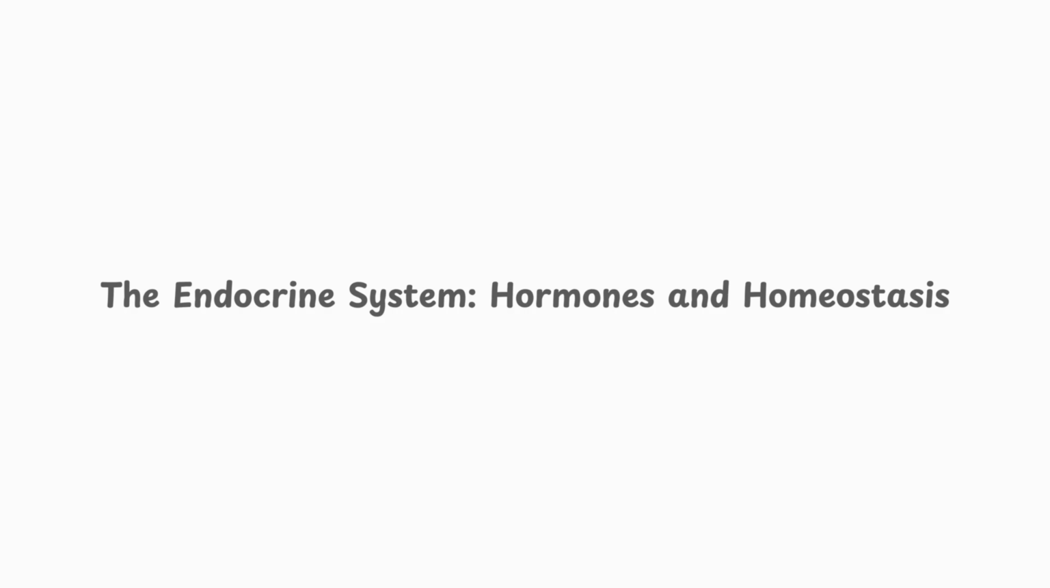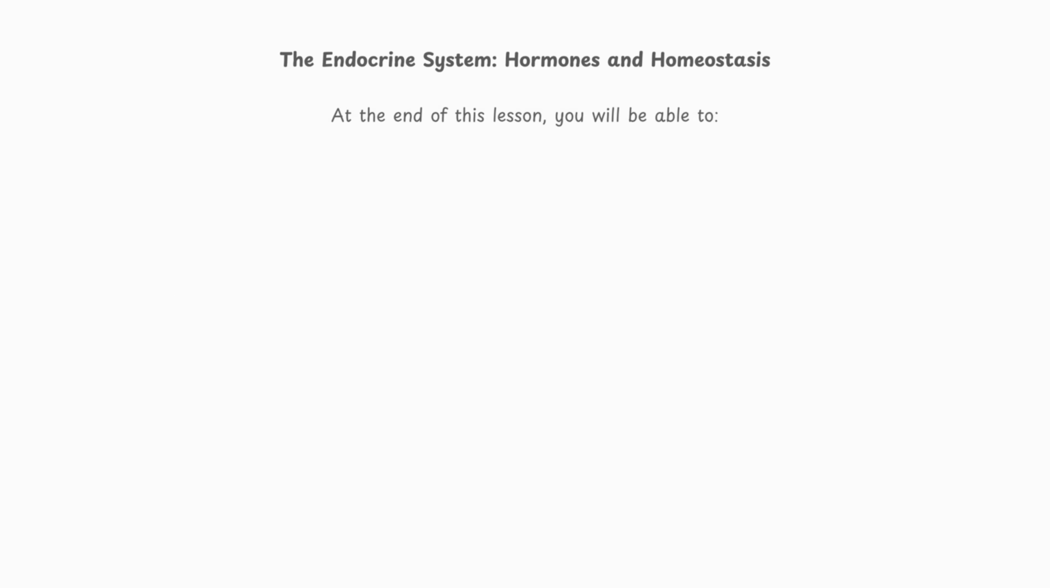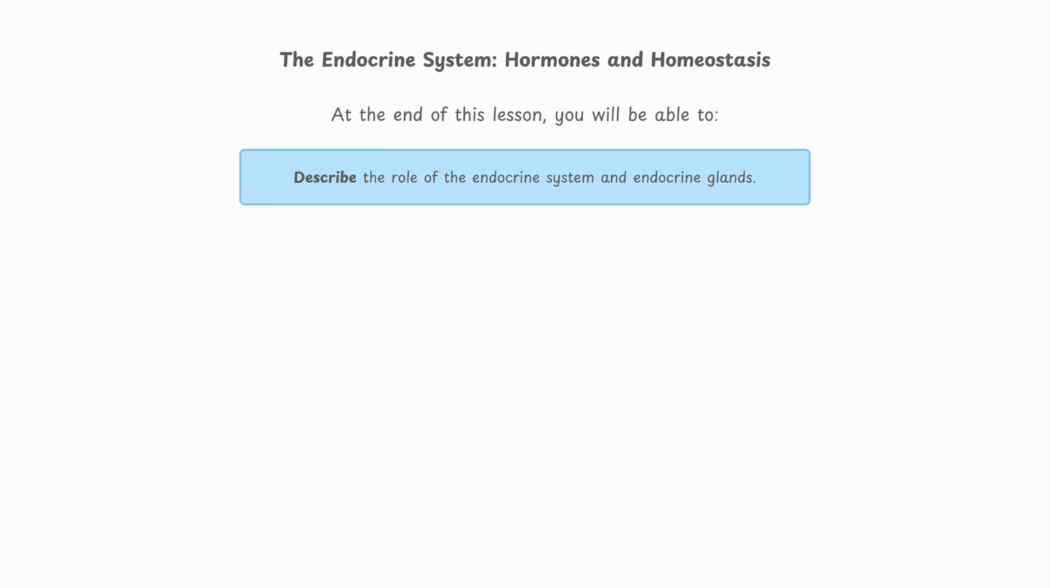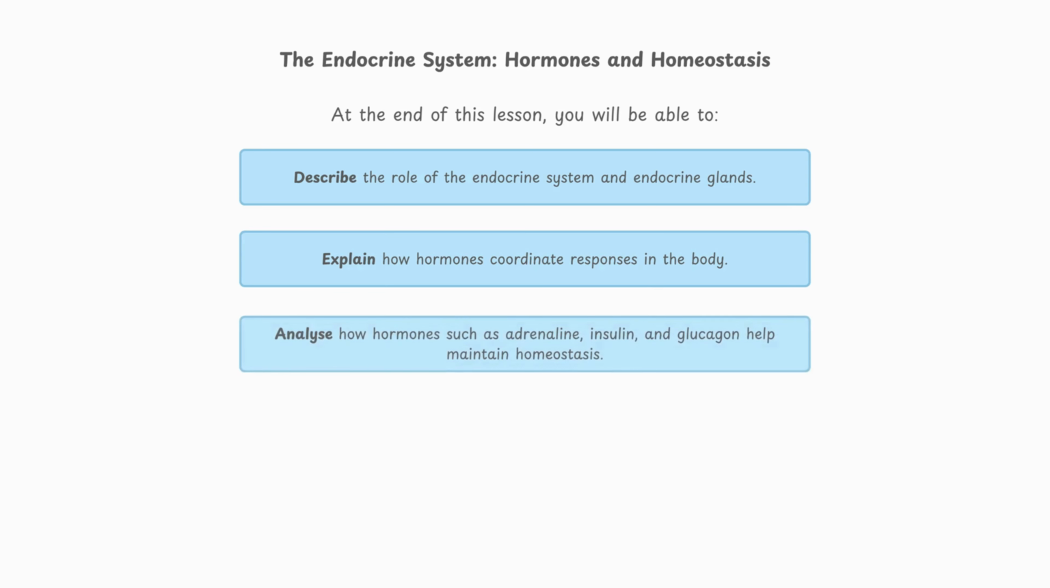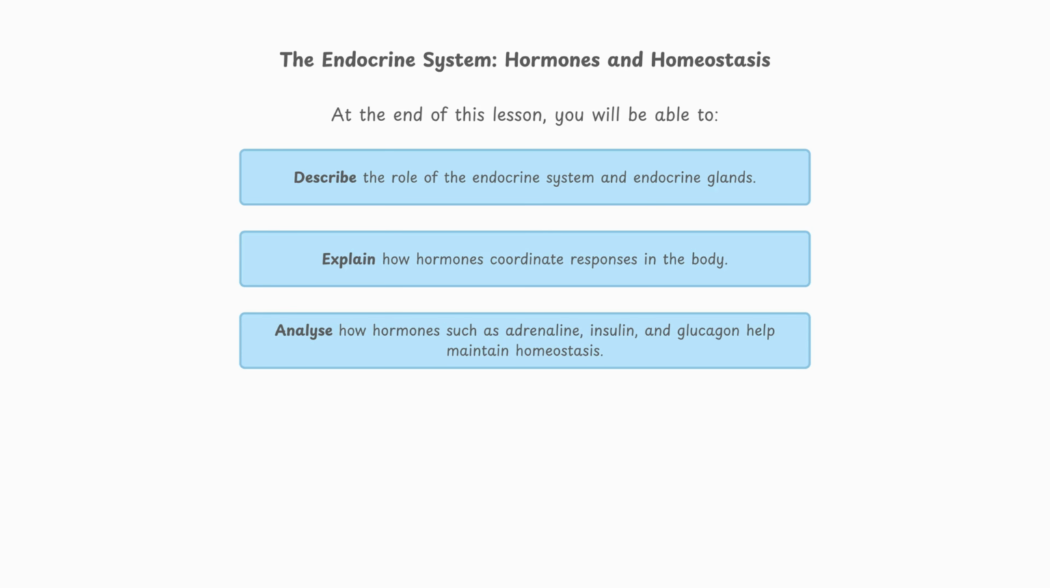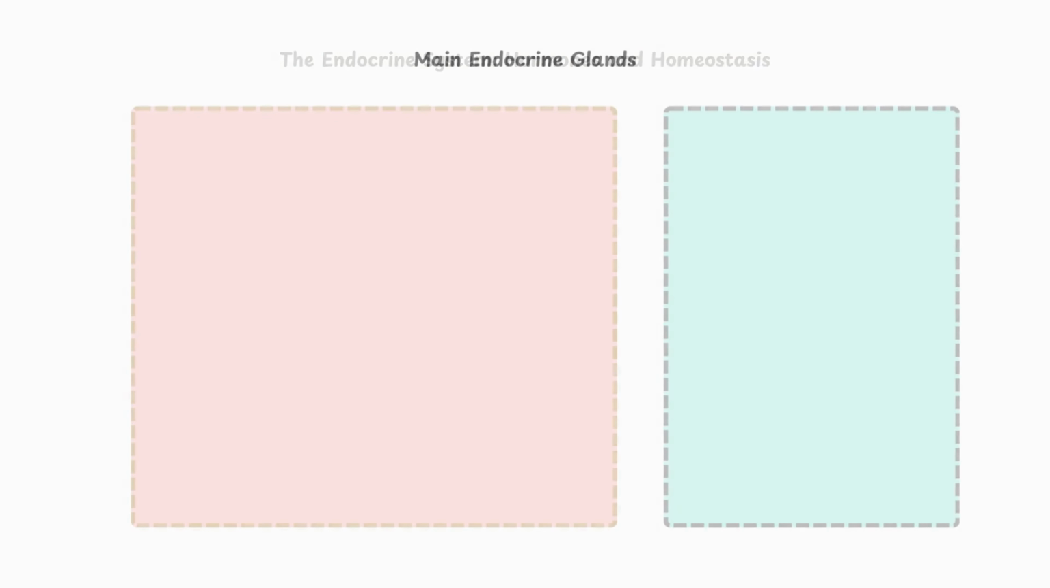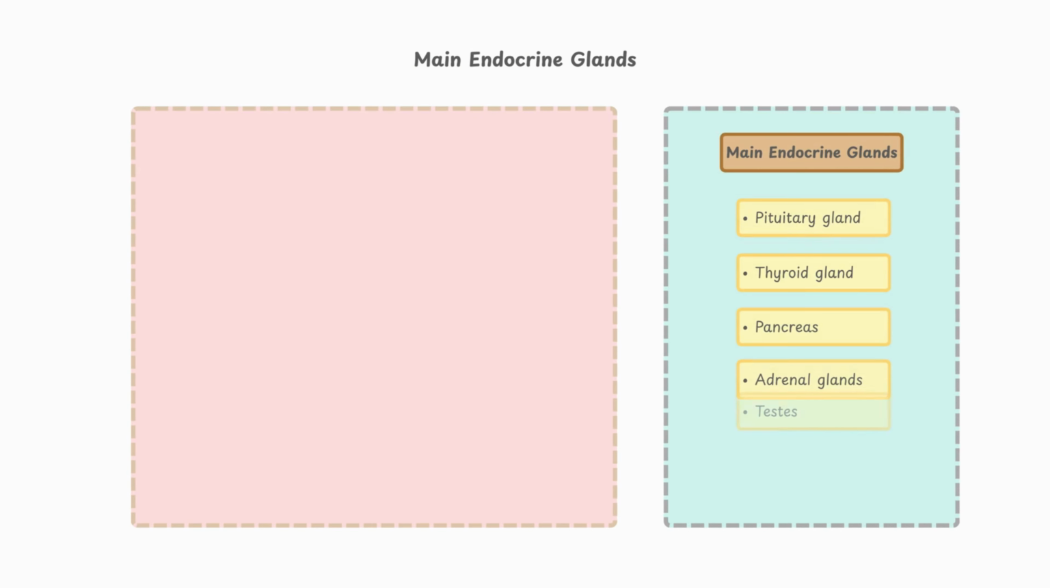Hello, and welcome to this lesson on the endocrine system, hormones and homeostasis. By the end of this lesson, you should be able to describe the role of the endocrine system and endocrine glands, explain how hormones coordinate responses in the body, and analyze how hormones such as adrenaline, insulin, and glucagon help maintain homeostasis. Let's begin. The endocrine system consists of several important glands located throughout the body.